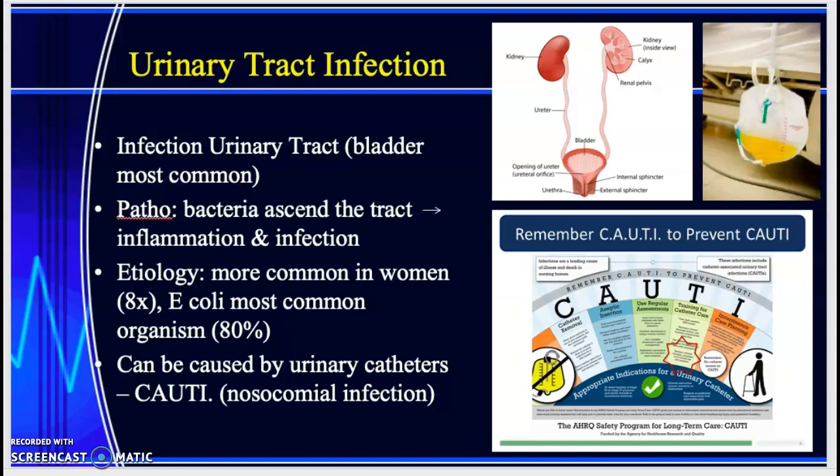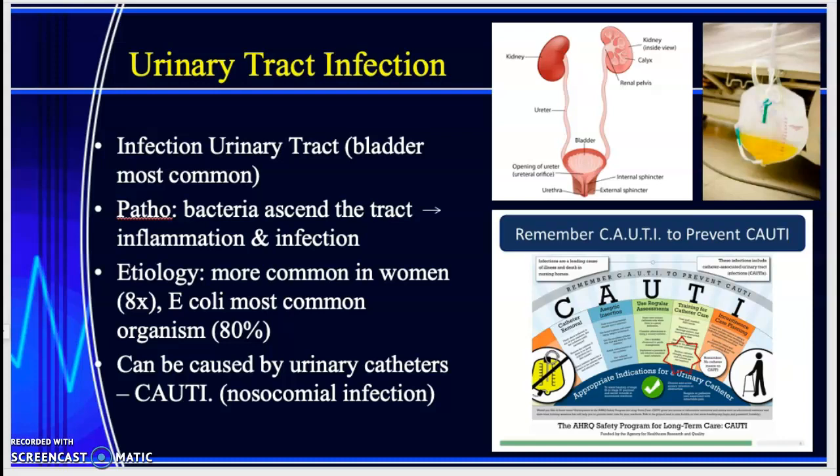Okay, so the next little section here, we're going to talk about urinary tract infections. Urinary tract infection is very common. It's more common in women. I think it's about 8 times more common in women, and the most common causative organism is E. coli. I think about 80% of all the urinary tract infections are caused by E. coli. The most common place in the urinary tract to get infected is the bladder, and they call that cystitis.